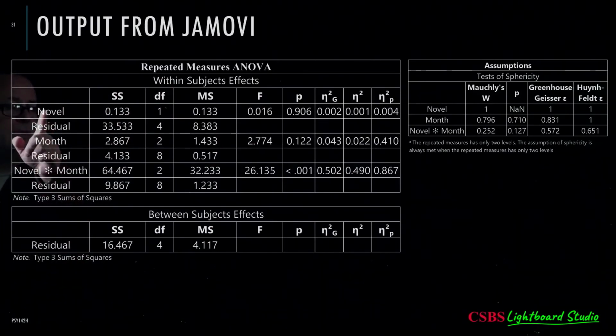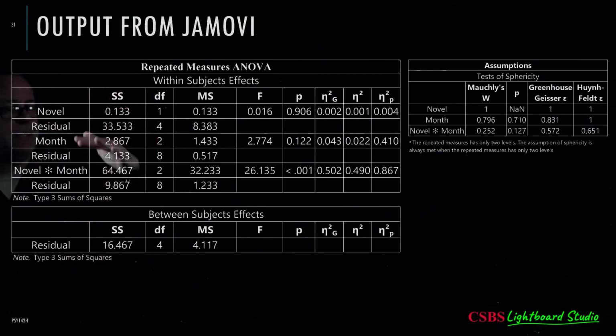But notice you have novel, residual. So them being together, this is novel by subjects. Month, month by subjects. Novel by month, this is novel by month by subjects. So every single one of them is getting its own error term. To get this F, I'm dividing this mean square by its own error, that mean square by its own error. It's a very different approach than we do between groups, where everything has the same error term. Now all the error terms are separate, and we're getting F's based on different error terms because the interactions are different between the subjects and the effects every single time.